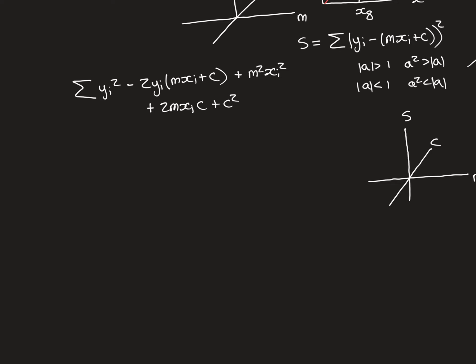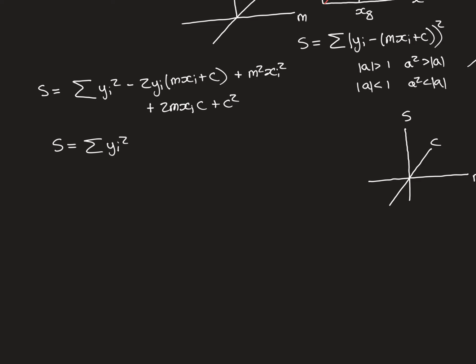And now I want to separate this up and rewrite it so that it's written in a form that makes it very obvious that the m and the c are the variables. So this first bit is not a variable in m or c, it's just a constant. So we'll just have it as sum of yi squared on its own. Then this next bit here has an m, it's the only variable.